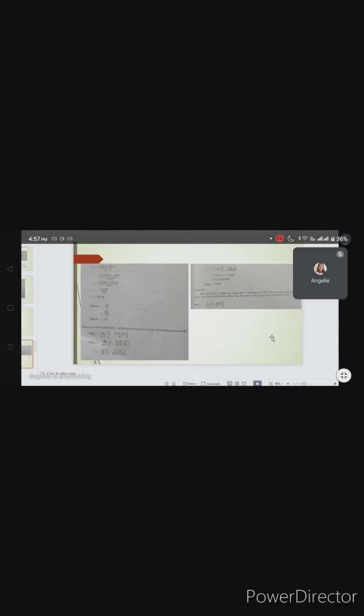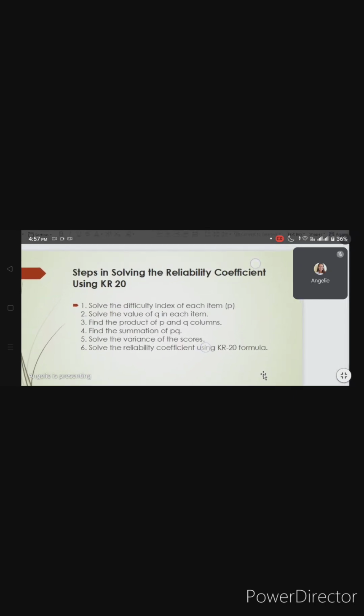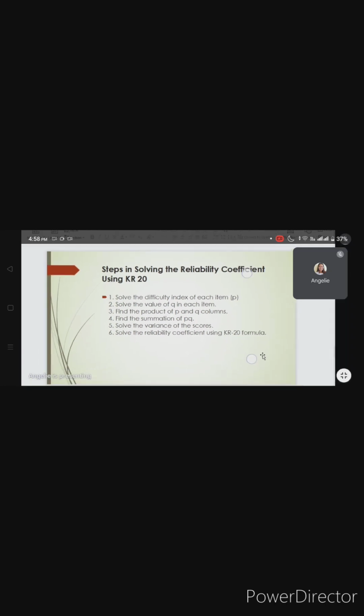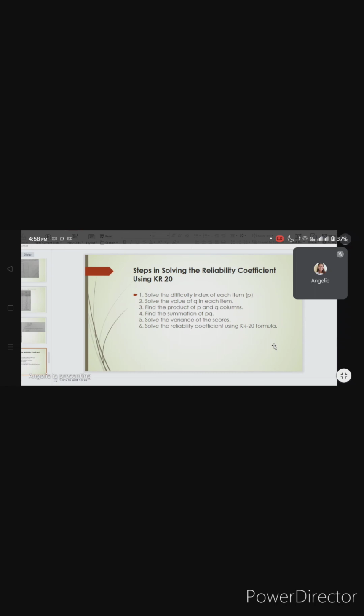So we have here the formula of KR20, which is the Kuder-Richardson formula. K over K minus 1, open bracket, 1 minus the summation of difficulty index over s squared, and then close bracket. So next slide please. In the next slide, here are the steps in solving the reliability coefficient using KR20. First, solve the difficulty index of each item, which is the P. Solve the value of Q in each item. Find the product of P and Q columns. Find the summation of PQ. Solve the variance of the scores. And last, solve the reliability coefficient using the KR20 formula. Next slide, please.